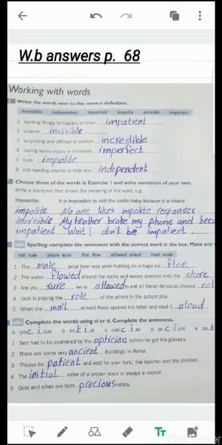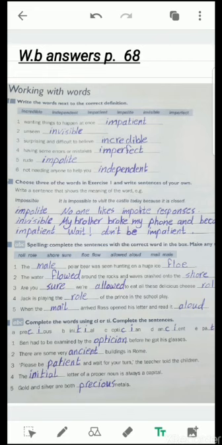4. Having some errors or mistakes. So we have imperfect. Rude, impolite. Not needing anyone to help you. So you are independent.